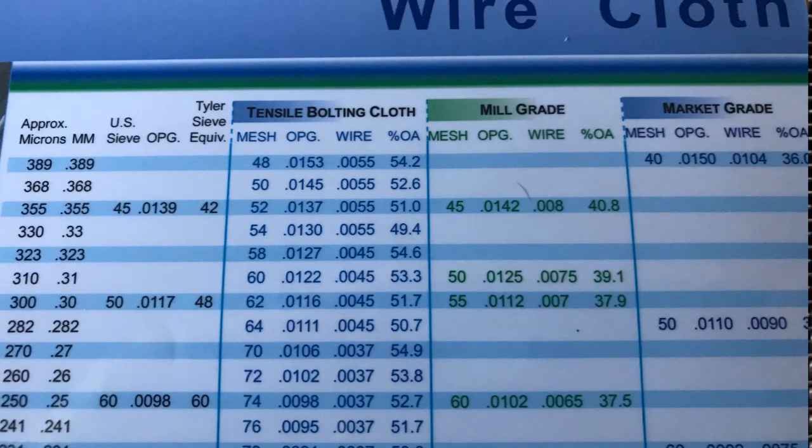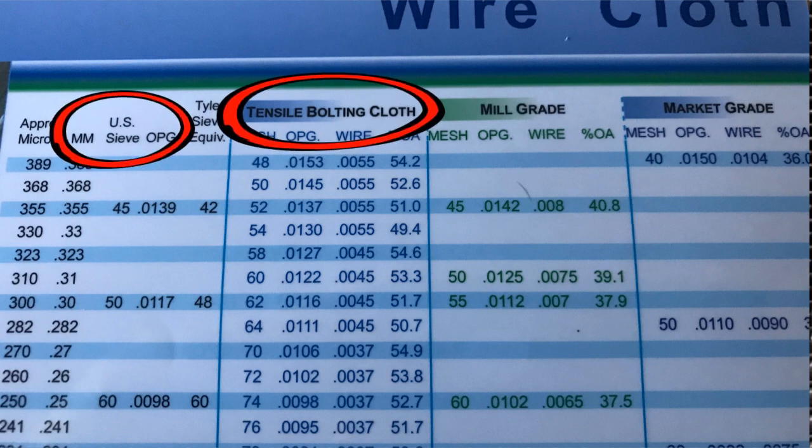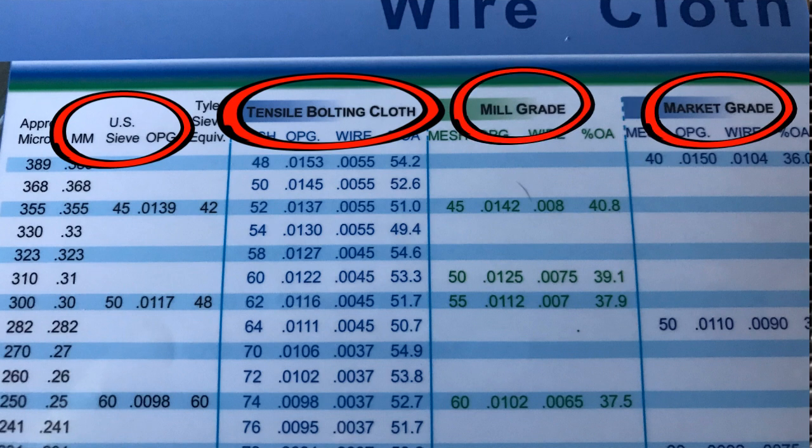When you open the chart, you see the following information. As you can see, there are 4 columns: US sieve, TBC or tinsel bolting cloth, mill grade, and market grade.